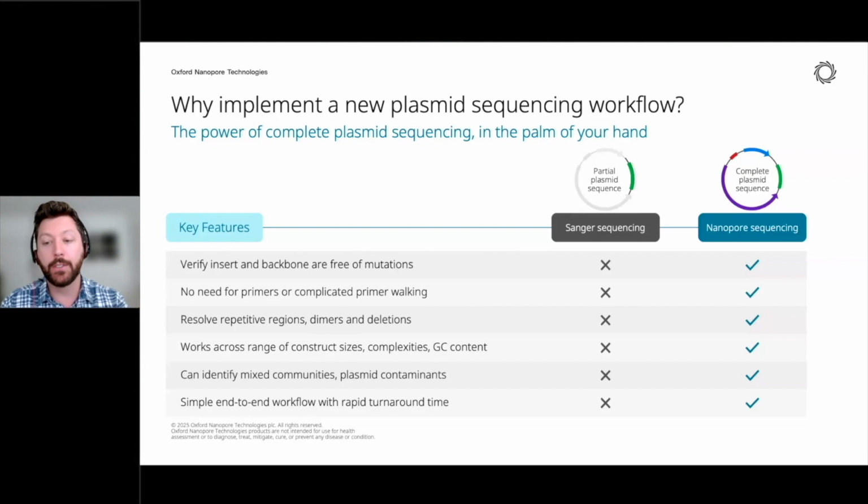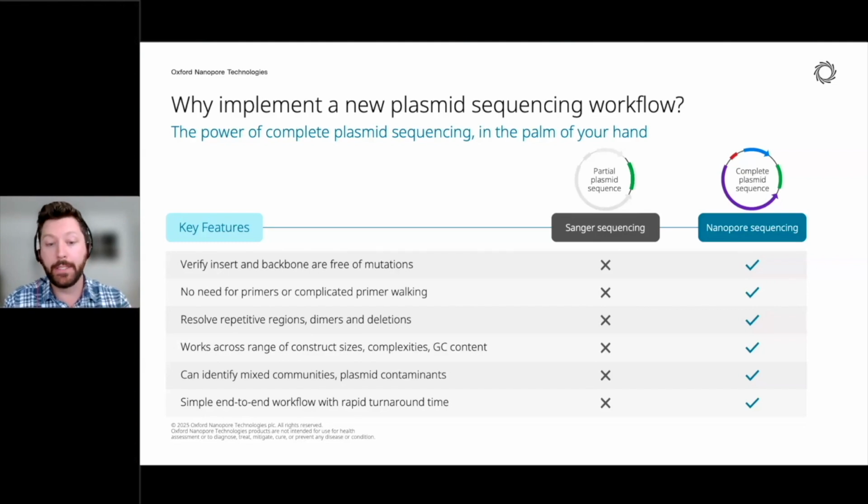Even repetitive regions, structural variants, dimers, deletions, these can be resolved with this long read-based approach, which may otherwise have gone missed by short read-based methods. It also works across a wide range of plasmid sizes and construct complexities, including GC-rich, and can identify mixed populations or even unexpected contaminants, something that Sanger would completely miss. And we often hear from our users that other contaminating plasmids often popped in there at some point, maybe from a vendor or maybe from the lab process itself.